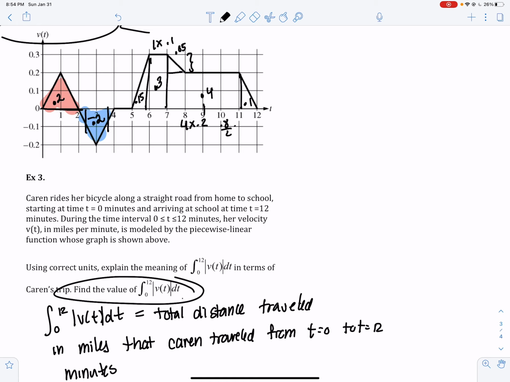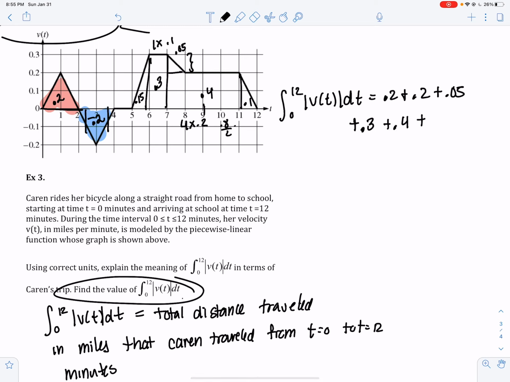Jeez. Okay, so the area from 0 to 12 of the absolute value of v of t dt is equal to 0.2 plus 0.2 plus 0.05 plus, the calculus is the easy part, guys. The decimals and fractions are always okay. Plus 0.3 plus 0.4 plus 0.1, and if you add that up, you end up with 1.8 miles. All right, that is it.